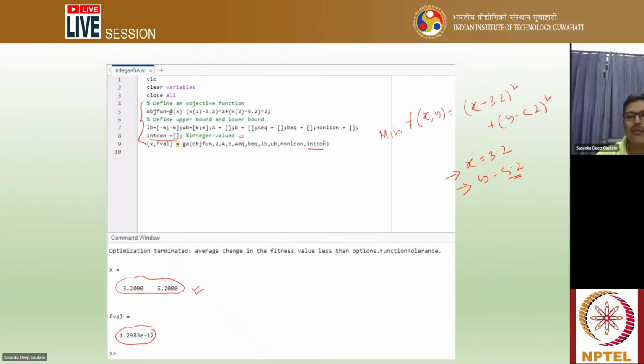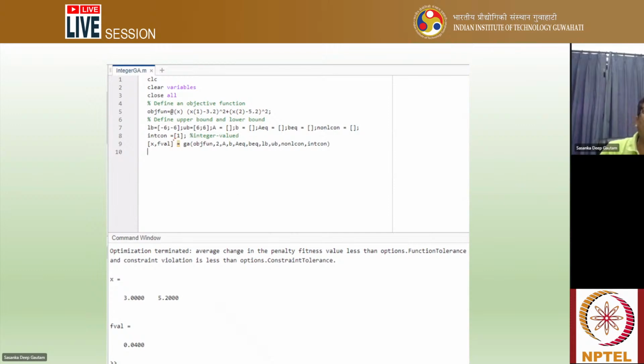Now let us define one of the variables as an integer variable. Here I have defined the first variable as an integer variable. I am writing intcon as a vector, and within the bracket I am writing 1. That means the first variable is an integer variable. Now see what solution you are getting: 3 and 5.2. Because x is an integer variable, you are not getting 3.2 as the earlier solution was 3.2 and 5.2, but you are getting 3, which is an integer value.